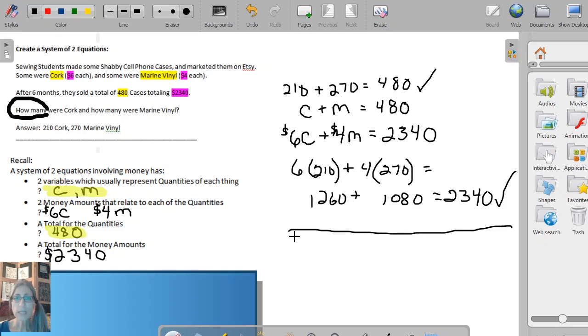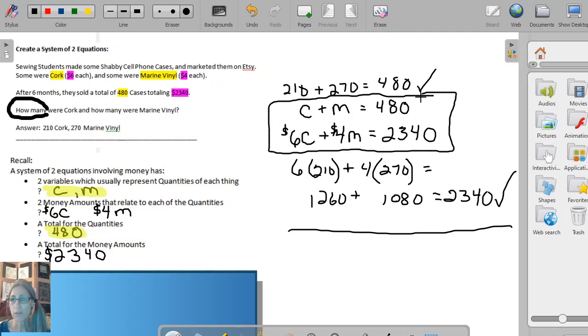So in the next exercise, I'll give you another problem, and this time I won't give you the answer at all. So you'll have to come up with the equations and you'll have to solve them. Well, good luck, and I know you'll do great.